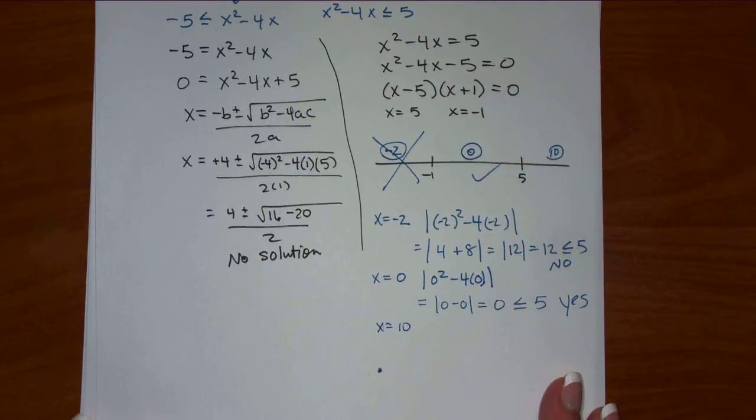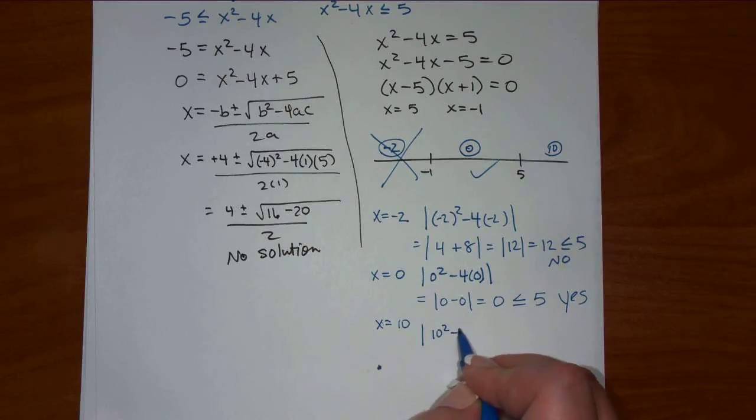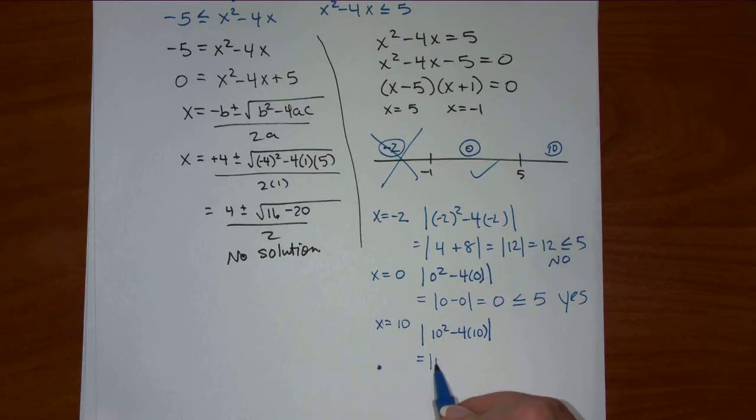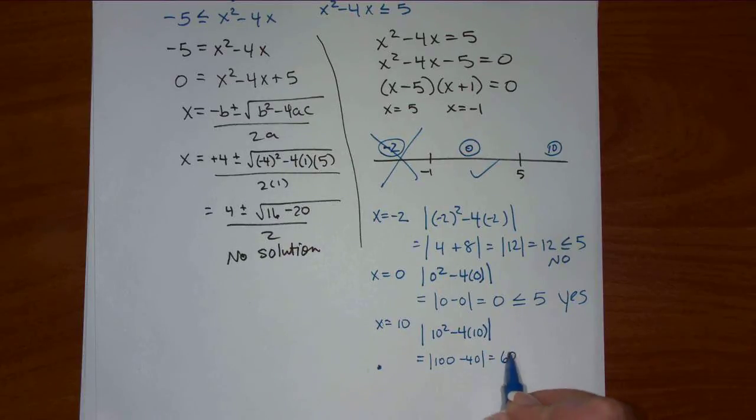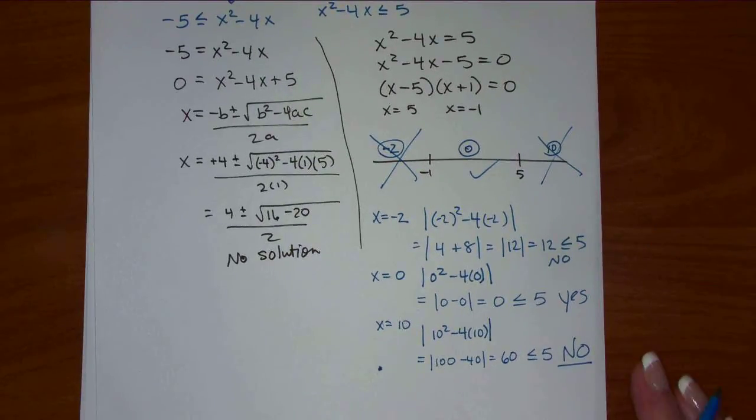And 10? 10 squared minus 4 times 10? 100 minus 40 is 60. 60 less than 5? No. So what's our solution? Yeah, in between -1 and 5.